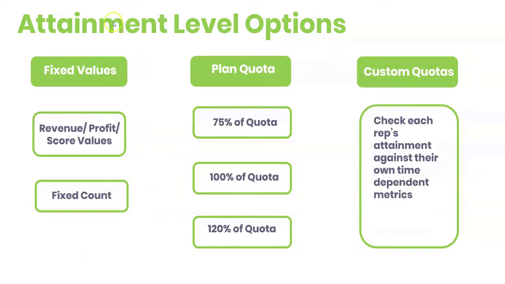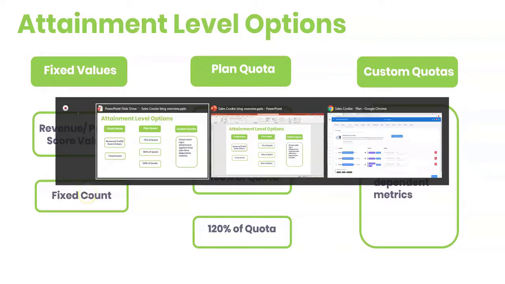Today I'm going to walk you through some of the most common attainment level options used by our customers. So the easy one is fixed values, whether it's revenue, profit, scoring values, or fixed counts.